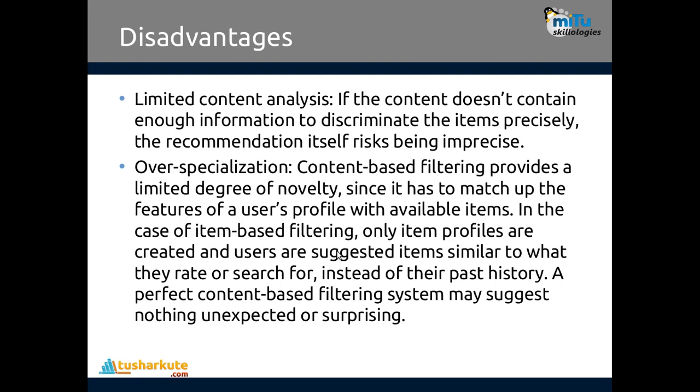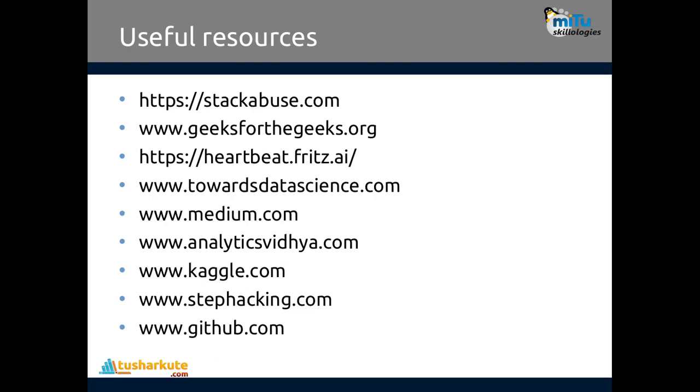In case of item based filtering, only item profiles are created and users are suggested items similar to what they rate or search for, instead of their past history. A perfect content based filtering system may suggest nothing unexpected or surprising. These are the disadvantages of the content based filtering mechanism.